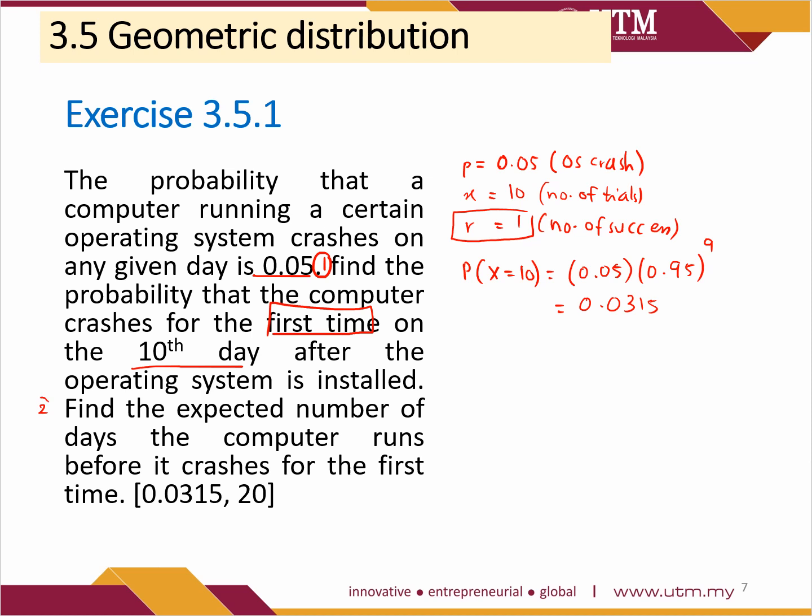The second one: find the expected number of days the computer runs before it crashes for the first time. To find the expected value of x, where x is given as the number of days the computer runs before it crashes, the formula is 1 over p. So 1 over 0.05 would be equal to 20.